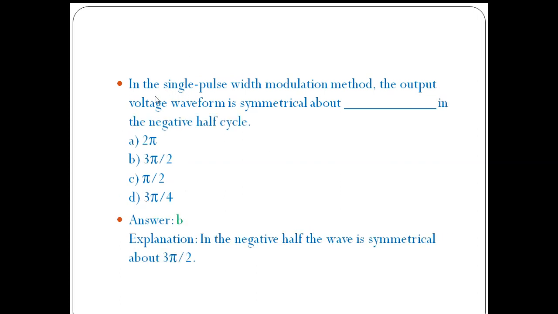Next question. In the single pulse width modulation method, the output voltage waveform is symmetrical about dash in the negative half cycle. In continuation to the previous question, option A 2 pi, option B 3 pi by 2, option C pi by 2, option D 3 pi by 4. It will be symmetrical about 3 pi by 2. So in the negative half wave it is symmetrical about 3 pi by 2.